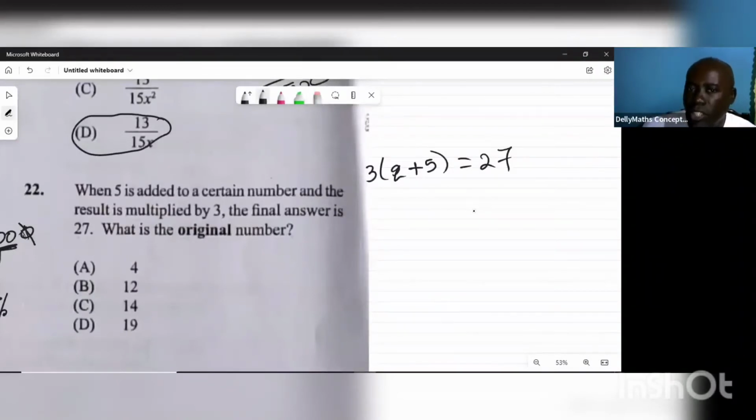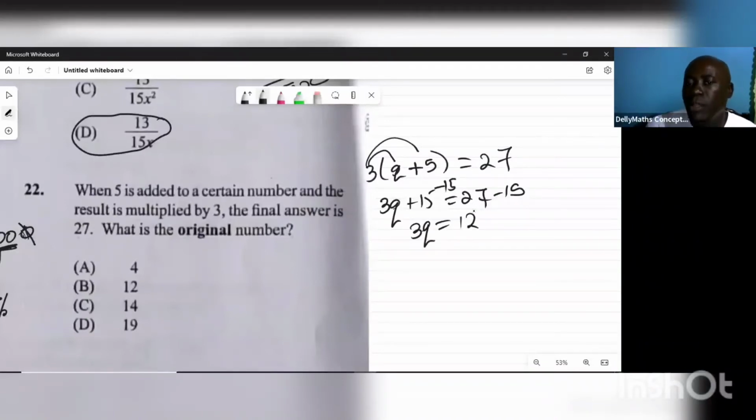There are other ways you could check it, man. Because you know that the answer is 4. But let's work this out, and then we'll talk about another mental way. So 3Q plus 15 equal to 27 by distributing the 3 inside. Then, as you could see, this is ordinary solving of an equation where we'll subtract 15 from both sides. So 3Q is equal to 12. We divide by 3, Q is equal to 4. So this is the answer.